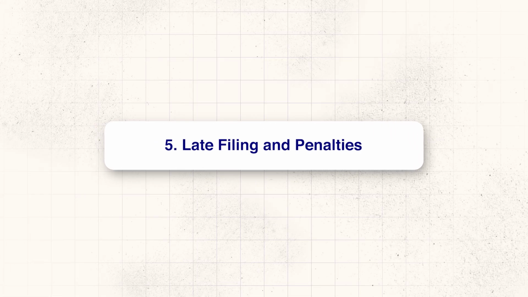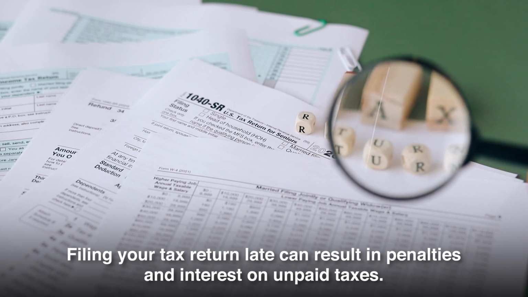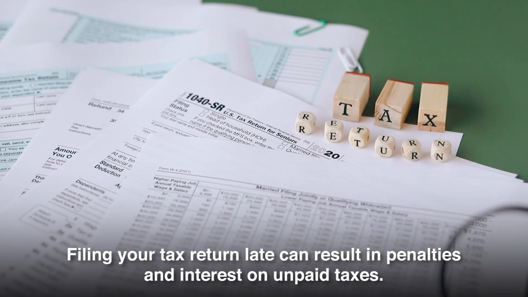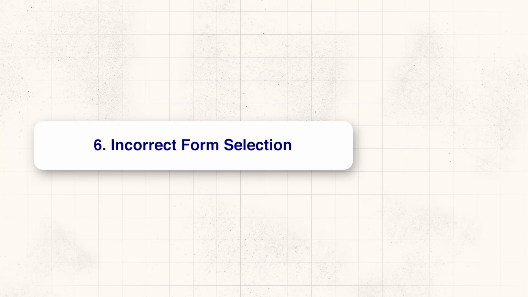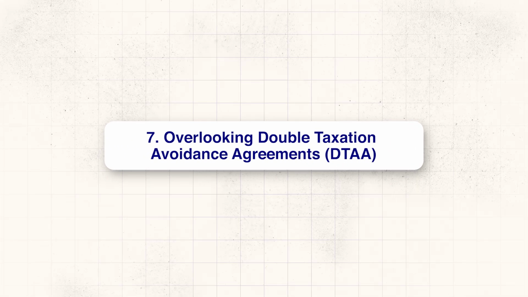Number 5. Late filing and penalties. NRIs should be aware of the filing deadlines of ITRs in India. Filing your income tax return late can result in penalties and also interest on unpaid taxes. Ignorance of the law is never an excuse. Point number 6. Incorrect form selection. Choosing the wrong ITR form is a common mistake. NRIs who pay taxes on their own should select the appropriate ITR form based on their income sources and residential status.